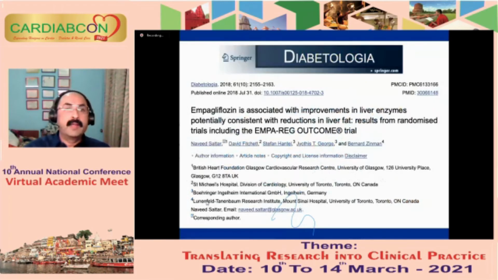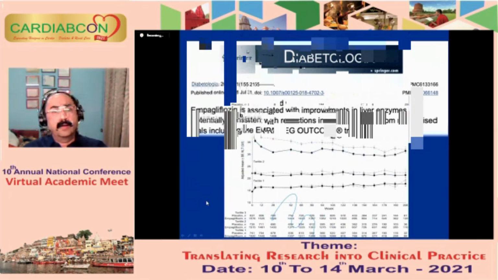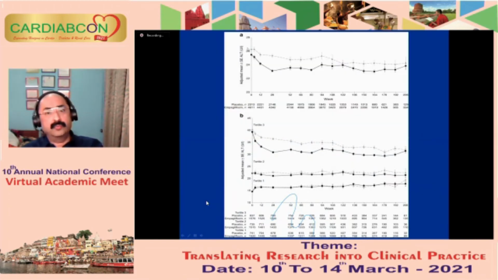So on similar lines, this study, again published in Diabetologia, looked at empagliflozin and liver enzymes, and it included a lot of trials, including EMPA-REG. We see trial results similar to what we demonstrated over 20 weeks. Now, these are studies which go up to 206 weeks, where significant reductions in the ALT levels have been documented. So possibly we're looking at the other dimension of SGLT2 inhibitors, the liver safety aspect or liver benefit aspect of SGLT2 inhibitors.